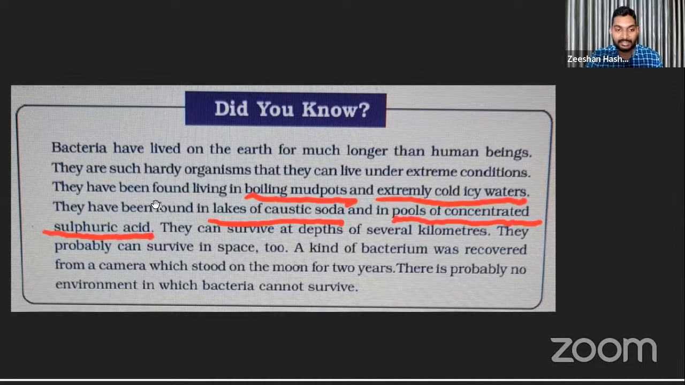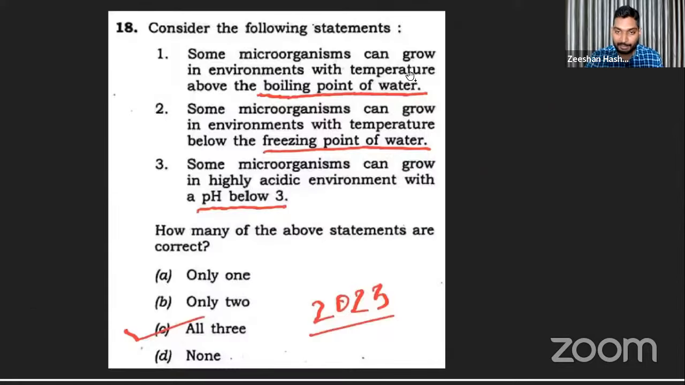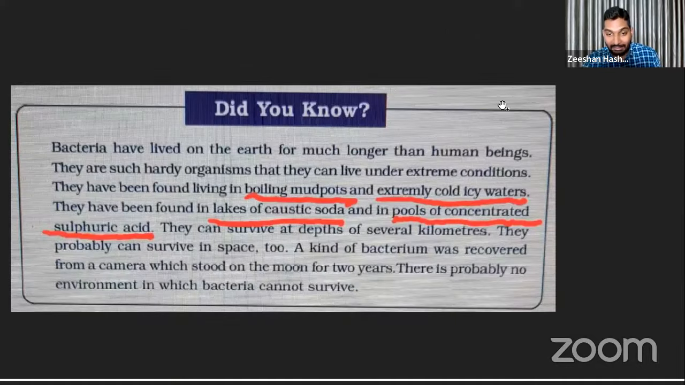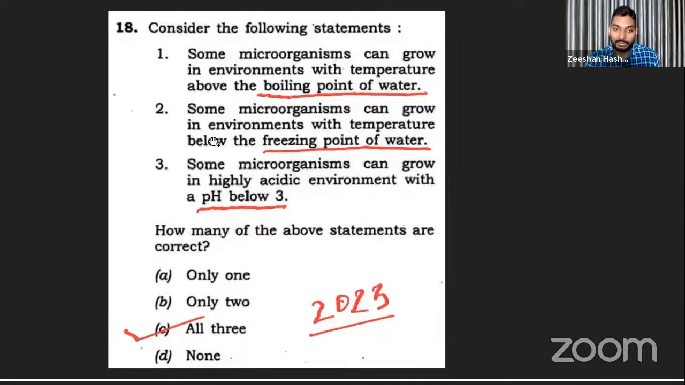They, मतलब bacteria, have been found living in boiling mud spots. Boiling mud spots की बात आ गई. Statement 1, higher than boiling point of water. Then, and extremely cold icy waters. Cold icy waters की बात आ गई. Statement 2, below the freezing point of water.